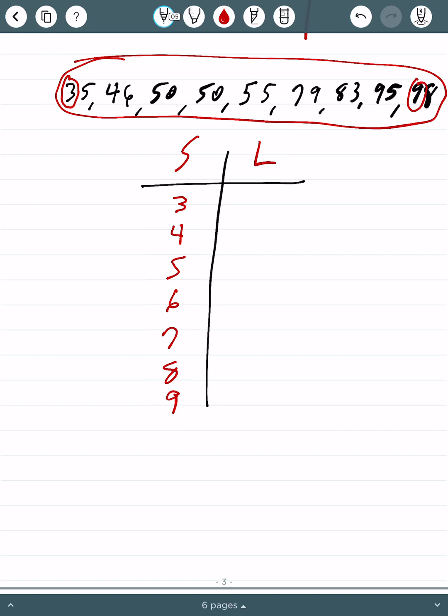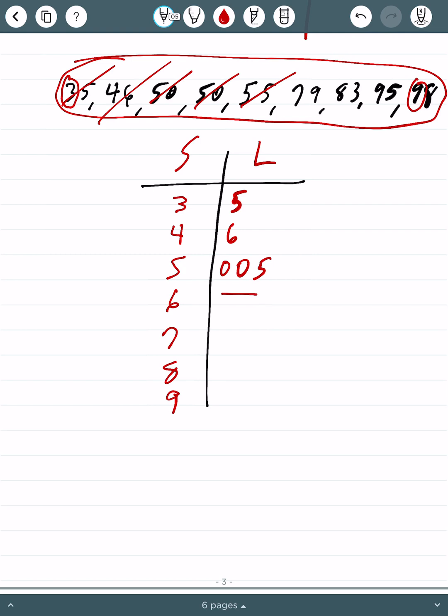I see a 35. Okay, 35. 46. I'm going to go ahead and mark them off. 50. There were 2 50s. 55. Okay, there's nothing in the 60s. Don't you go write a 0 there, because what does that make it look like? It makes it look like there's a 60. So you just leave that blank, or some kids in the past have even just drawn a line like that.